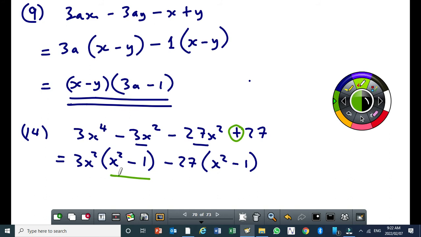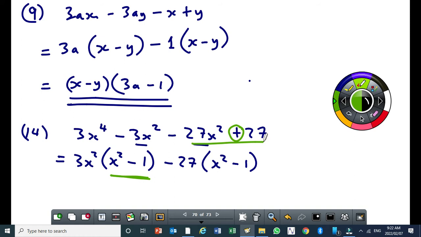Remember, this binomial factor must be your guide in terms of how you factorize these two terms. Since I got the first binomial factor as x squared minus 1, it means for the last two terms, one of my binomial factors must be what? X squared minus 1. How can you get it? Take out negative 27.